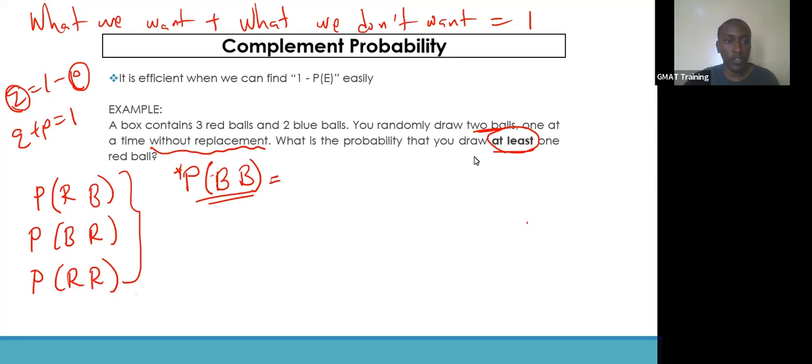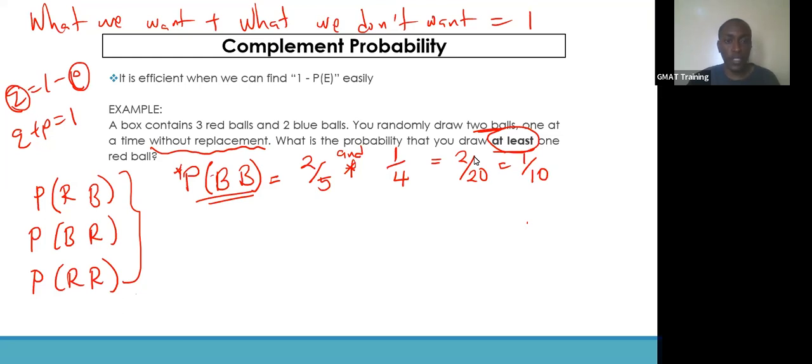For the first pick without replacement, we have 2 out of 5 balls. And for the second pick, we get another blue ball out of the 4 remaining. We're left with 1 blue ball, and that will be the probability. Then "and" means multiply these together, and you'll have 2 out of 20, which is 1 over 10. That's the probability of having 2 blue balls.